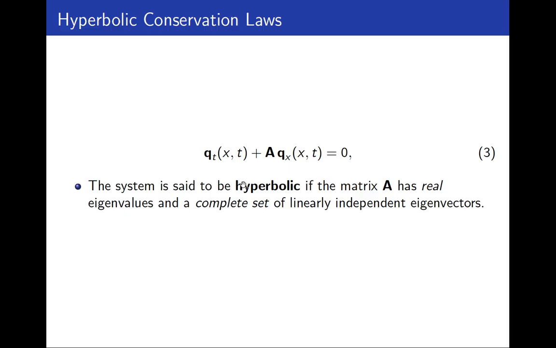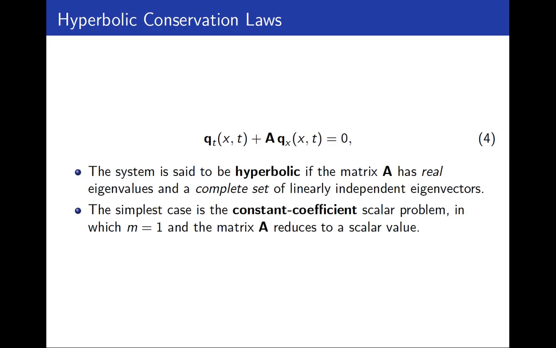So this equation, as I was saying, represents a hyperbolic system, but in order to be hyperbolic, this matrix, in equation 3, has to satisfy certain conditions. Those conditions are that the matrix A has to have real eigenvalues and a complete set of linearly independent eigenvectors. So that's something important to mention.